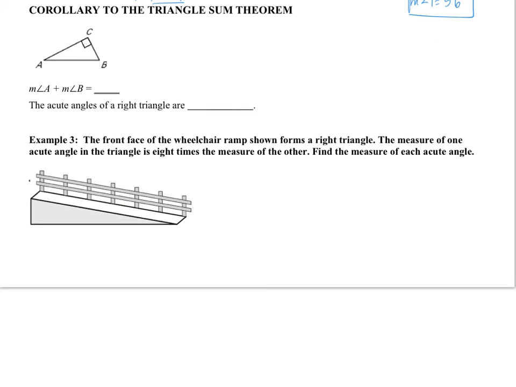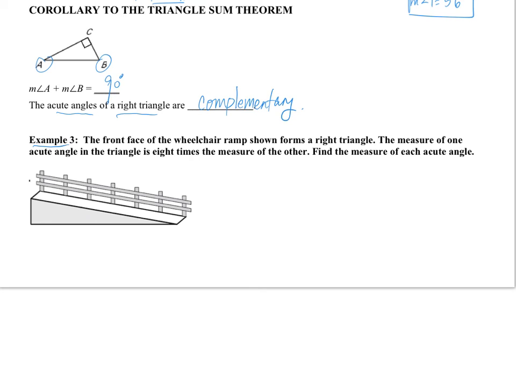Now, there's a corollary to the triangle sum theorem, and that is that if you're given a right triangle, the acute angles of this right triangle are complementary. And there is a proof for this, and we will talk about this later in class. So measure angle A plus measure angle B is equal to 90 degrees, which is very obvious.